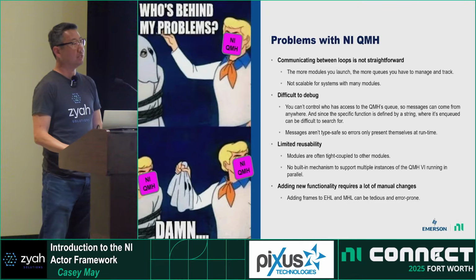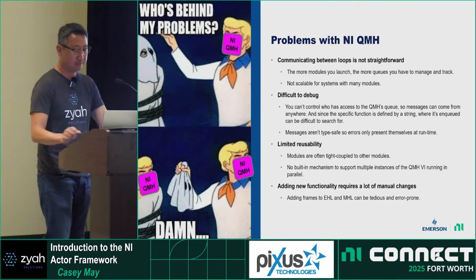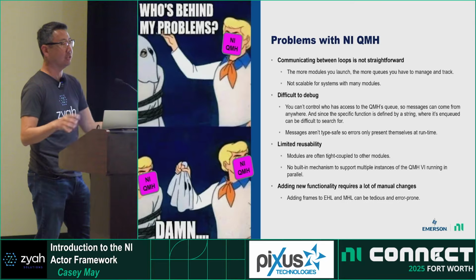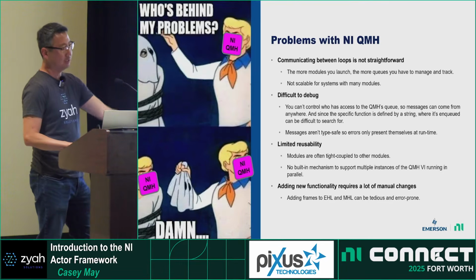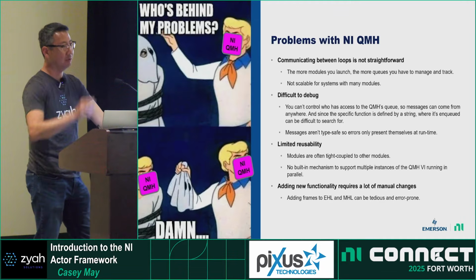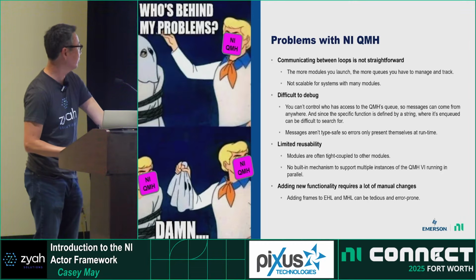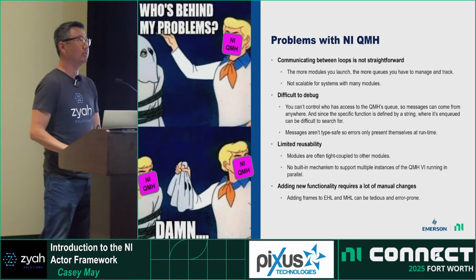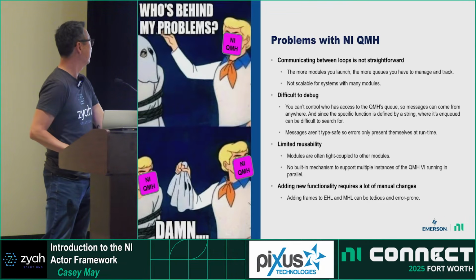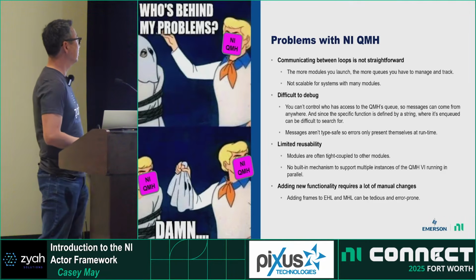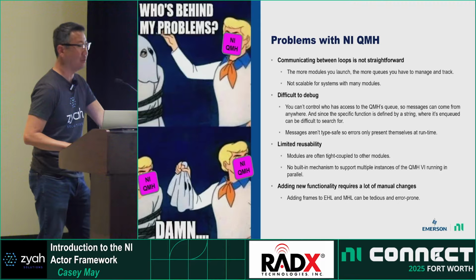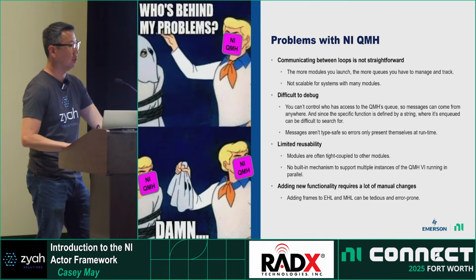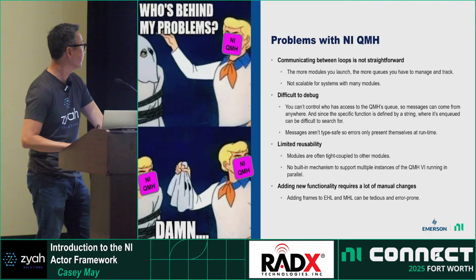So some of the problems that I just mentioned in looking at that example where you have an application that starts simple and starts to grow and grow and grow. This slide is heavily inspired by Darren Nattinger's Intro to DQMH presentation, which you might be seeing later. So communication between the loops is not straightforward. The more modules you launch, the more queues you have to manage and track. How do you do that? And this quickly becomes unscalable for larger applications if you have many, many modules, many being launched dynamically or statically.